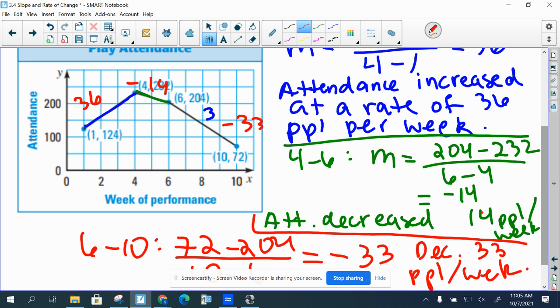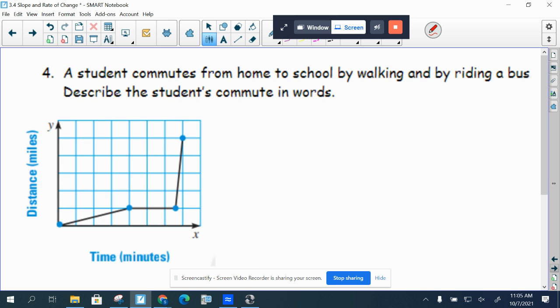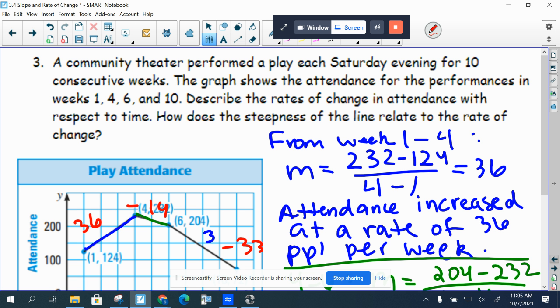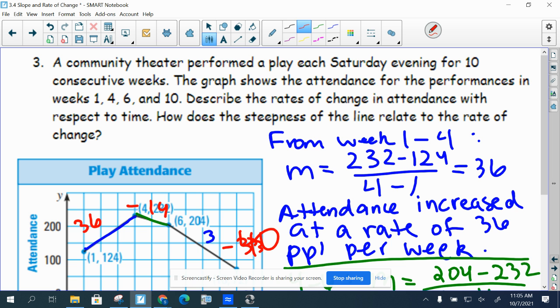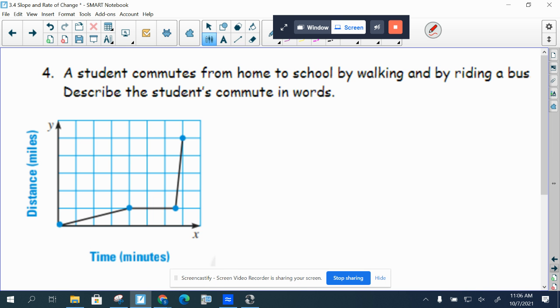Okay, so anyways, I think that was all. So the steeper slope has a greater rate of change, positive or negative. Because sometimes, for example, what if this was negative 40? Then that would be the steepest. Even though that's for positive 36, that's still steepest.